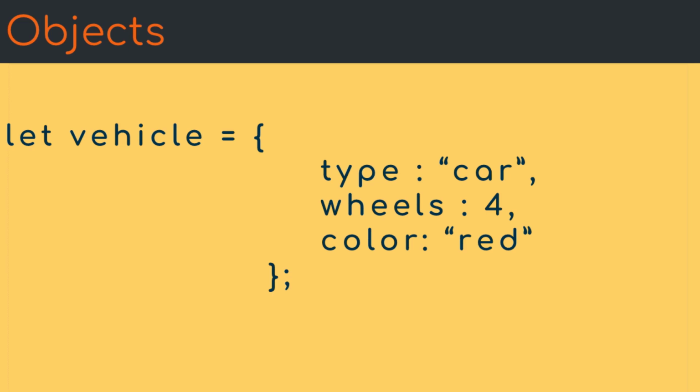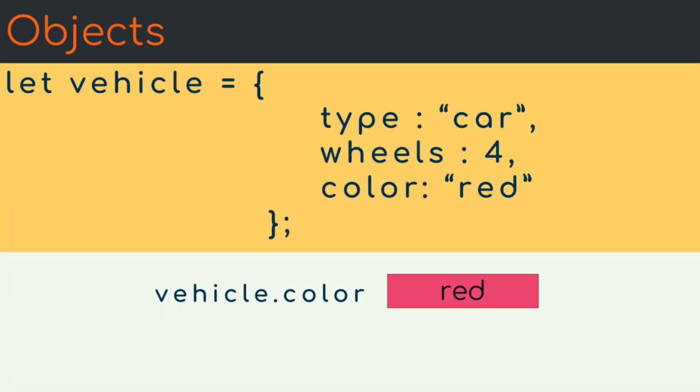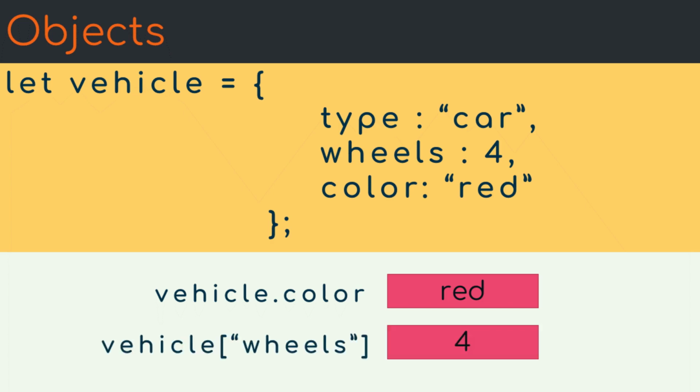Let's now see an example. To access an individual element of the object, you can use the dot notation. For example, the variable name vehicle followed by a dot followed by the key, that is vehicle.color, will give you the value red. Another way of accessing a specific value is using the square brackets. For example, vehicle square bracket wheels will give us 4 as the result. Let's now see it in code.